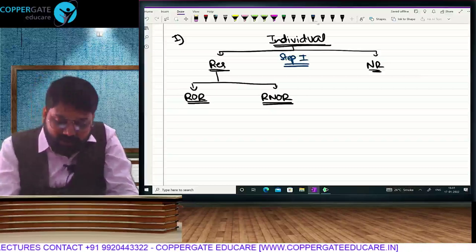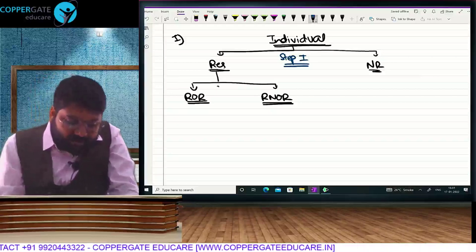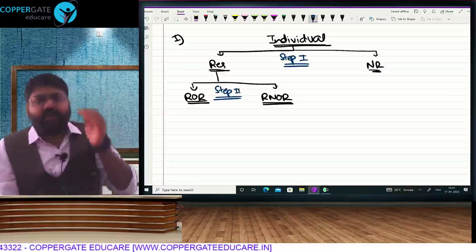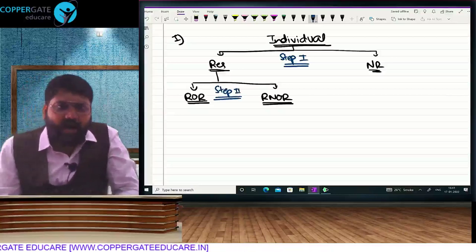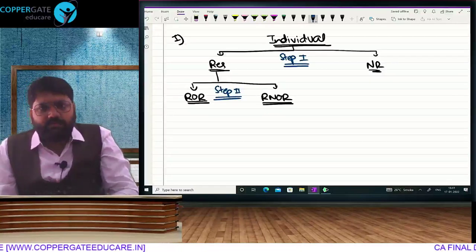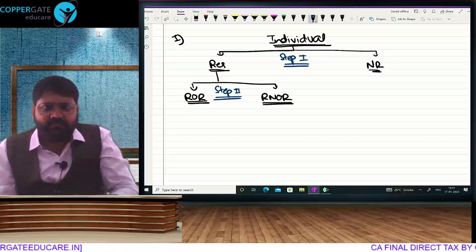Okay. So, step number one, we will learn resident and non-resident. And step number two, we will learn resident and ordinarily resident, resident but not ordinarily resident, that is ROR or RNOR. So, two steps and individual residential status will get over.